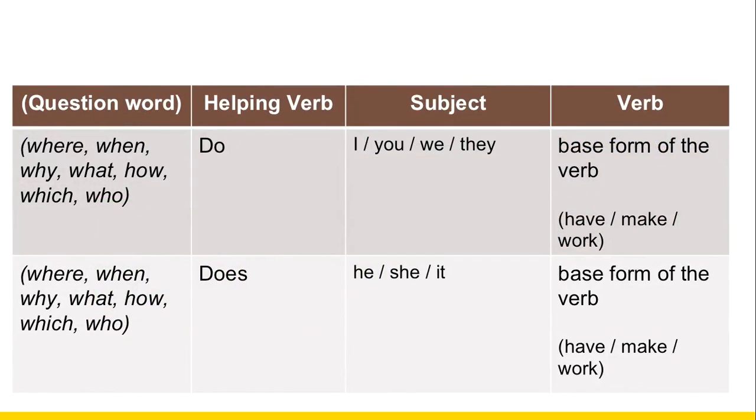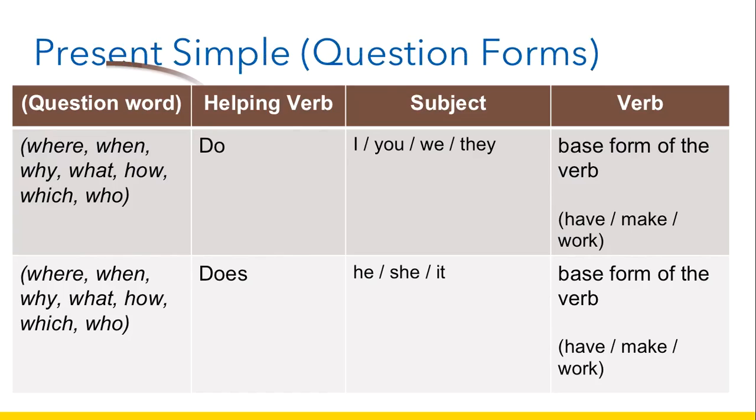To make a question in the present simple, we also need do or does, the helping verb. If you want to use a question word, like when or where, you should start with that. Then, use the helping verb do for I, you, we, or they, and does for he, she, it, followed by the subject, and finally, the base form of the verb.